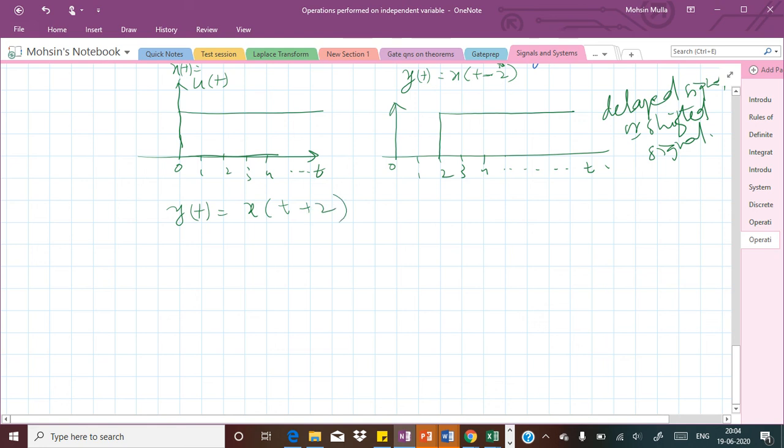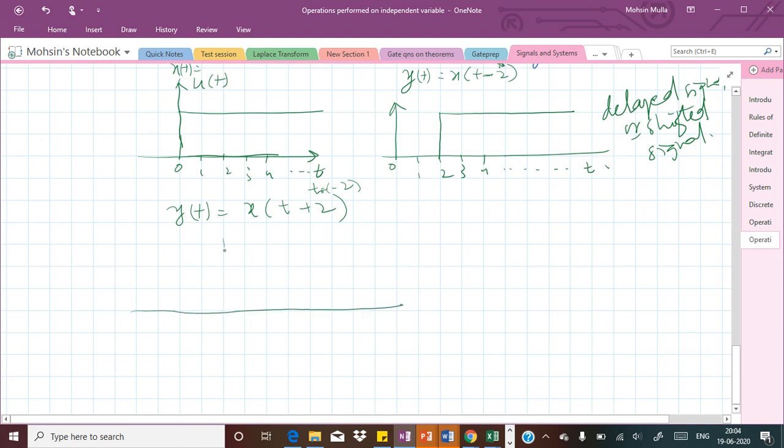Okay, so t plus 2 means what? Here t naught is minus 2. So t naught is minus 2 means it is shifted towards negative side. Okay, so left side is nothing but negative side. Positive value of t naught means shifted towards positive side. Negative value of t naught means it is shifted towards negative side.